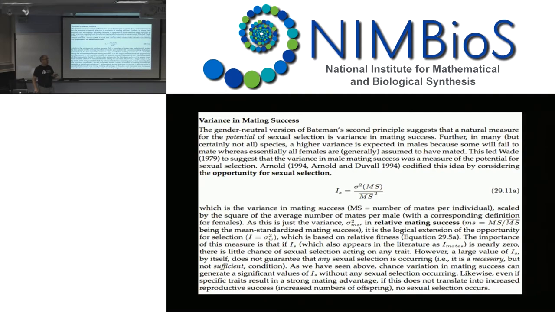That's not correct. An opportunity means just that. If this is small, there's essentially no opportunity for sexual selection. If that is large, there is an opportunity, but not necessarily sexual selection. This is necessary, but not sufficient. So a large value of this variance in mating success is necessary, but not sufficient for sexual selection.